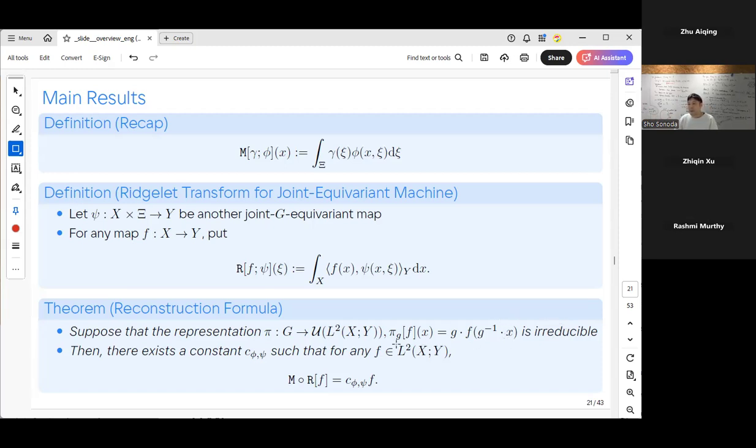So as long as this pi is irreducible, if we substitute the Ridgelet transform in the place of the unknown weighting function gamma of a joint equivariant machine, then the equivariant machine reproduces the original function f up to the constant c, depending on feature maps phi and psi. That's the main result.